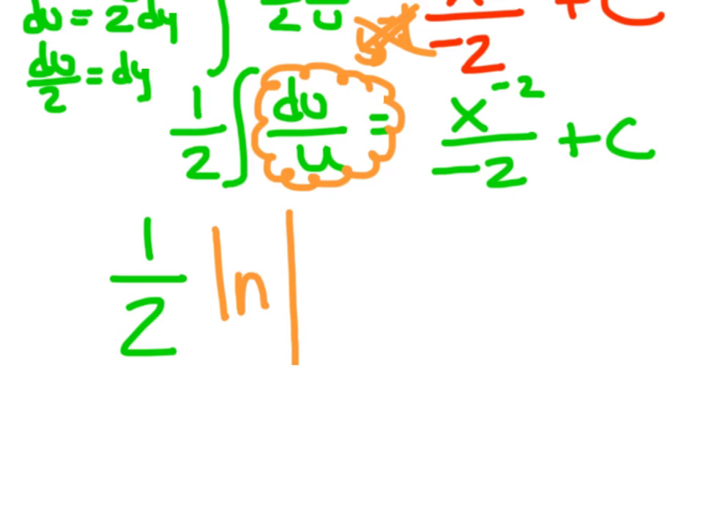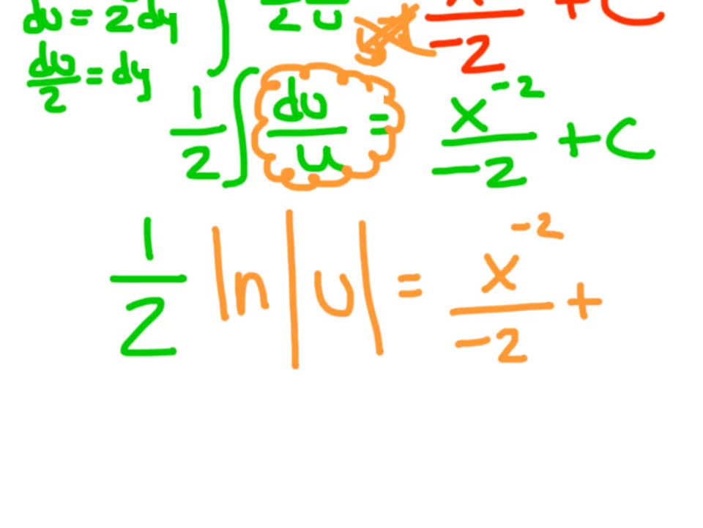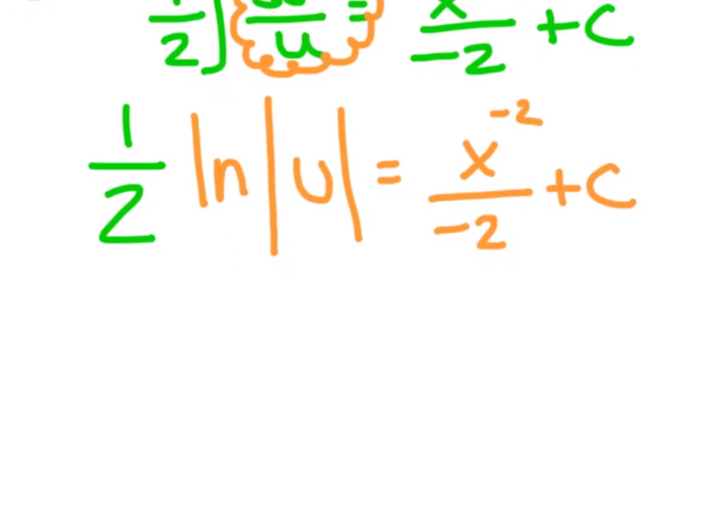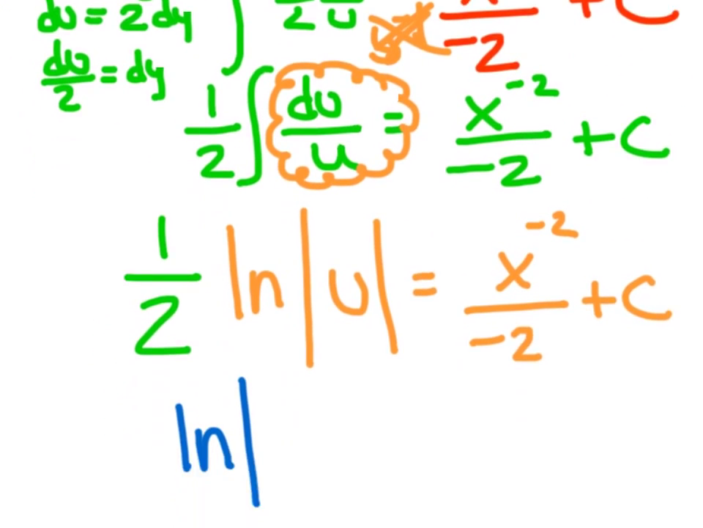So I'm getting the ln of the absolute value of u equals x to the negative 2 over negative 2 plus c. Now, I'm going to clean this up a little more before I attempt to solve for c. I'm going to say I have the ln of the absolute value. Who was my u? If I just scroll back up here, u was 2y minus 1.